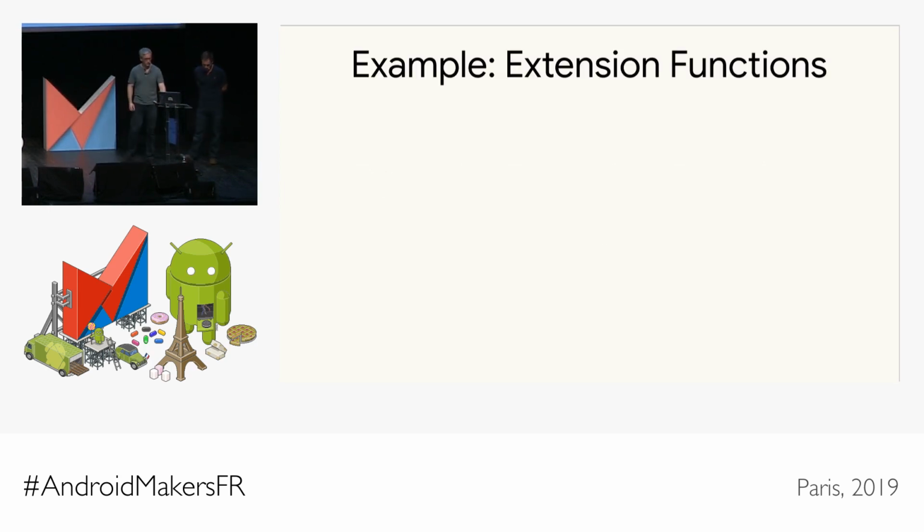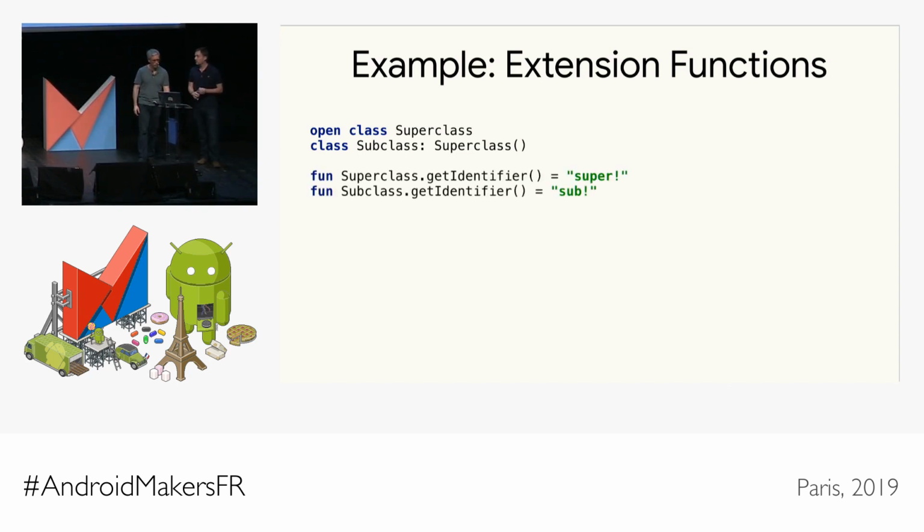Extension functions, subclasses. So I think people using Kotlin know how this works, but why? So let's have a simple class called superclass, and then we're going to have a subclass of that, which I called subclass. Sorry, we're going to declare extension methods for these, getIdentifier. So for the superclass, we're going to return something that says super. For the subclass, we're going to return a string that says sub. And then we're going to instantiate.